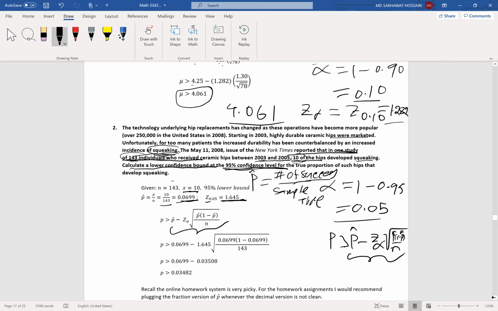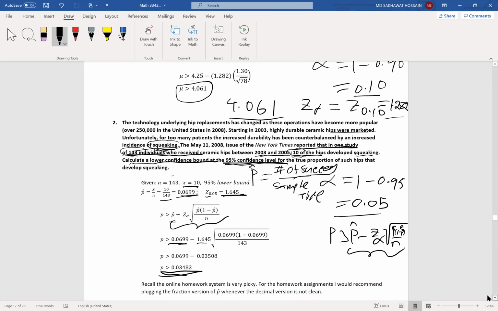Now we have to find the lower bound for P, which is P hat minus Z alpha times square root of P hat times 1 minus P hat over n. So plug in the value of P hat, 0.0699, the value of Z alpha, 1.645, and square root of 0.0699 times 1 minus 0.0699 divided by sample size n equal to 143. If you simplify this, the proportion will be 0.03482. So the lower bound is 0.03482.